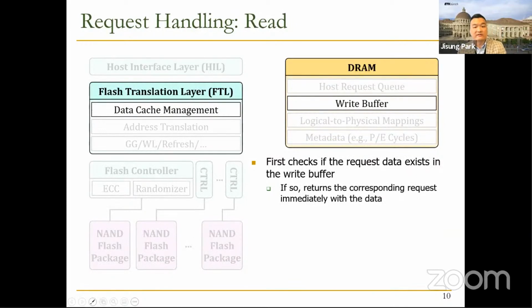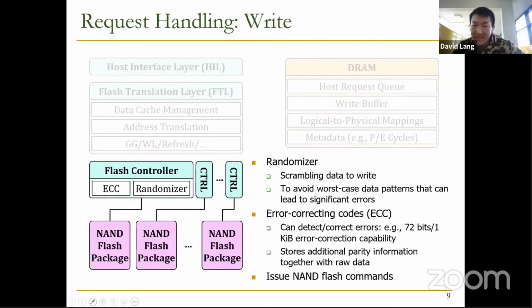Next, let's see how our reader is. One question. Sure. Does the redundant information I store depend on the data type, or is this in general 72 bits for 1 kilobit? Yeah, that's a very good question. When you generate the ECC parity, there could be multiple ways for sure, but generally it generates some parity checks based on the programmed data. So yeah, it depends on the data pattern for sure. Okay, thank you. Yeah, thanks.